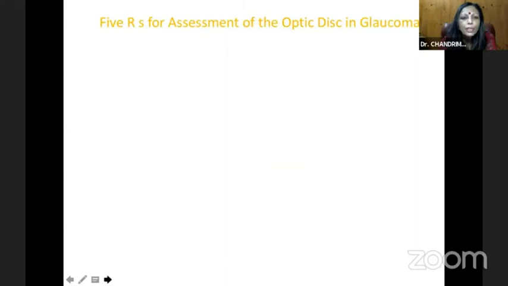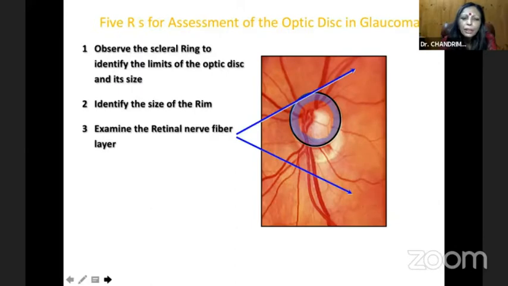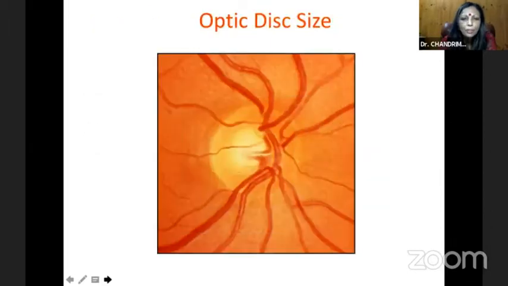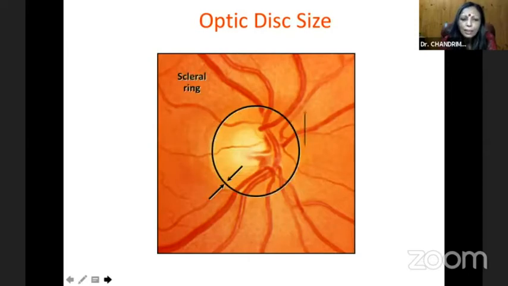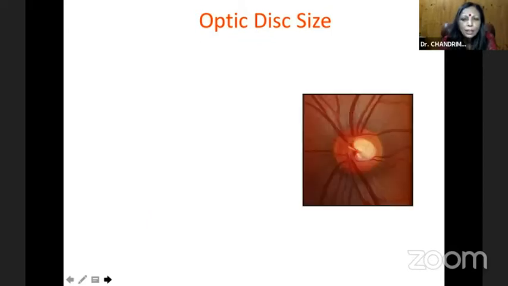So the 5 Rs for assessment of optic disc in glaucoma: observe the scleral ring to identify the limits of the optic disc and the size, identify the size of the rim, examine the retinal nerve fiber layer, examine the region of peripapillary atrophy, and look for retinal and optic disc hemorrhages. The optic disc size is of paramount importance for us to evaluate the optic disc. You first have to define the scleral ring. Once you define the scleral ring, you have to look for the vertical disc diameter and the horizontal disc diameter.